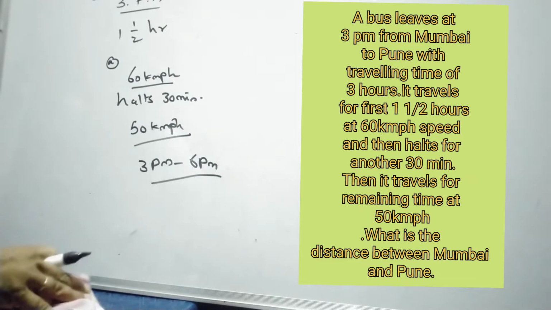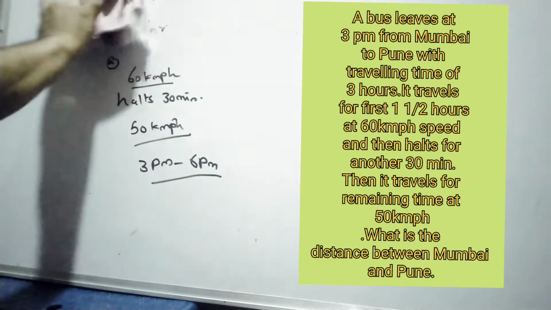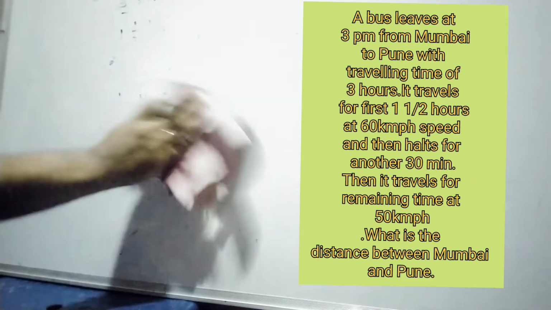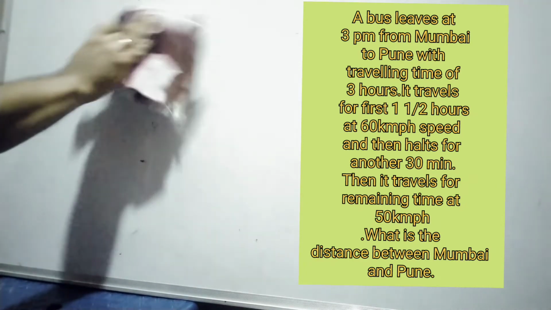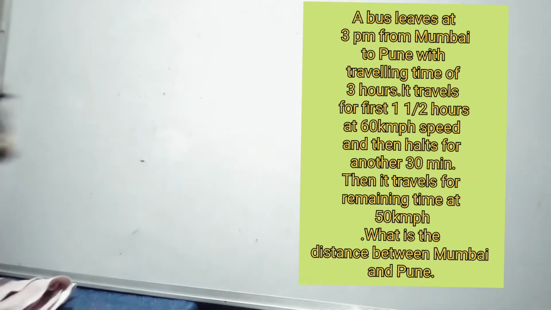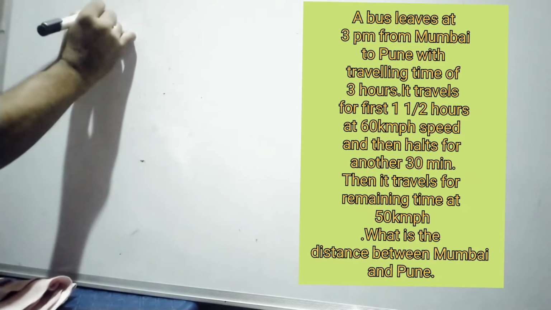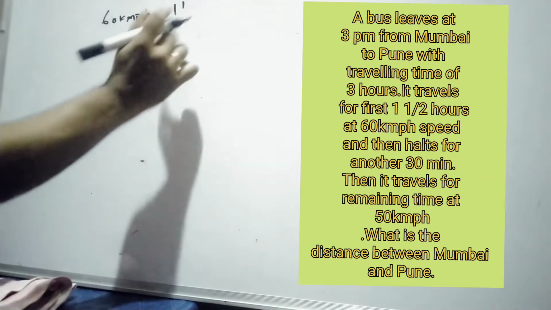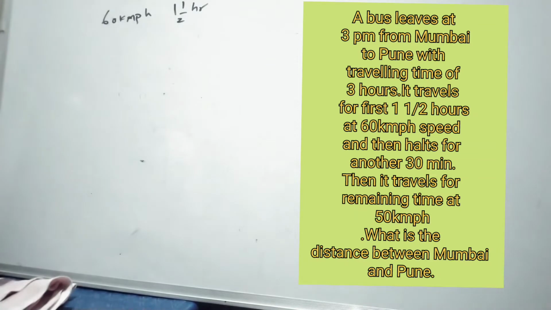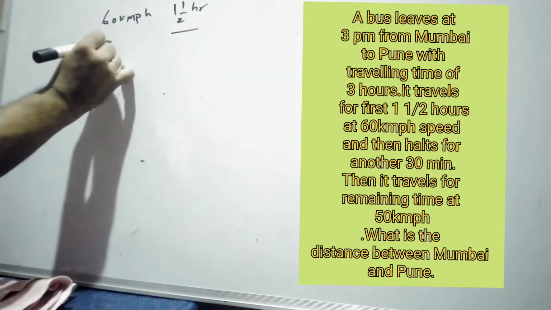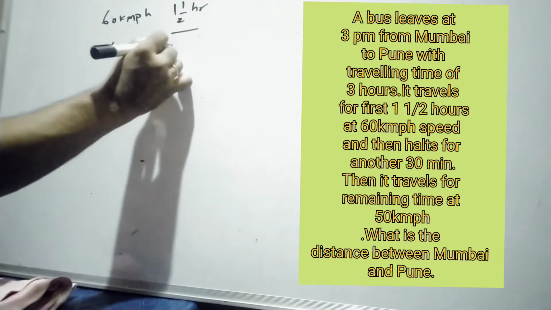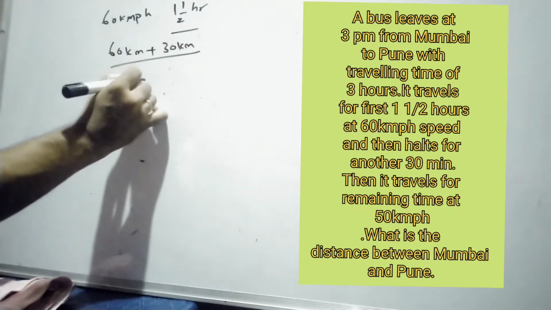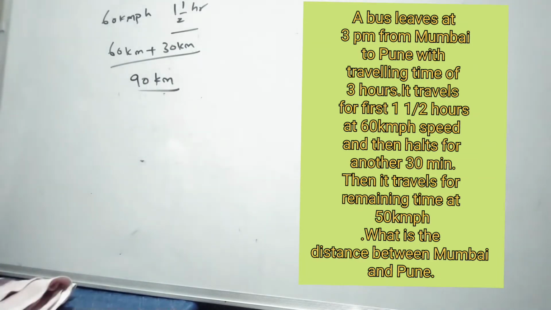Now if you see this, speed of the bus is 60 kilometers per hour. 60 kilometers in 1 hour. It travels for 1.5 hours. So 60 kilometers in 1 hour plus 30 kilometers in half an hour. So total it is 90 kilometers distance it has covered in 1.5 hours. So 1.5 hours completed, distance is 90 kilometers.